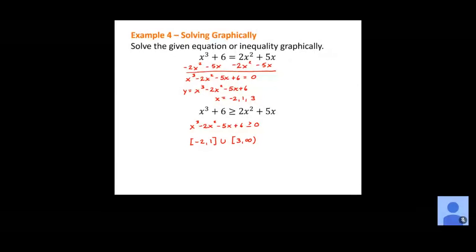Go back to my notes so you can see what I wrote there. All right, so there's my solution from -2 to 1. Again, brackets on both because both of those points are included. And then from 3 to infinity, also including the 3 because 3 is equal to 0 there. Any questions about that one?